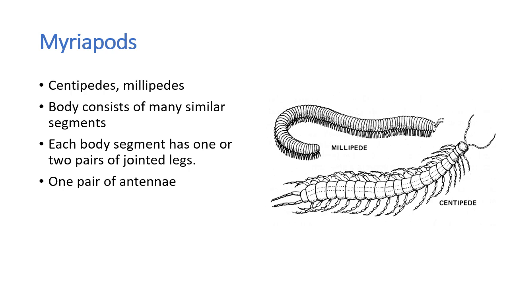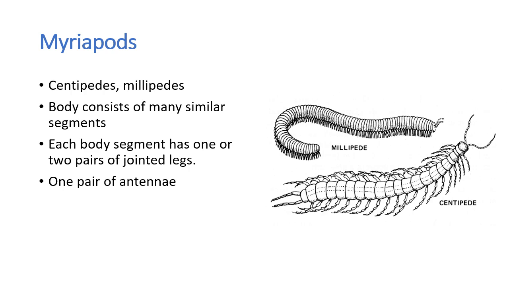The fourth group of arthropods is myriapods. Centipedes and millipedes belong to this group. Their body consists of many similar small segments, and each body segment has one or two pairs of jointed legs, and they also have a pair of antennae.